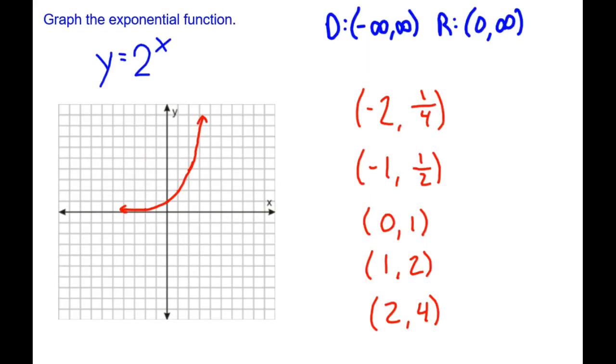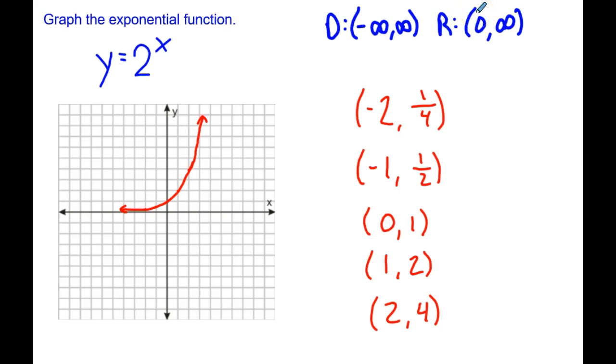The next graph we're going to look at is the graph of an exponential function, y equals 2 to the x. We know it's an exponential function if it's some real number with our exponent being a variable. Okay, the domain for the basic exponential is going to be -infinity to infinity. The range is going to be 0 to infinity, that endpoint not included on 0.